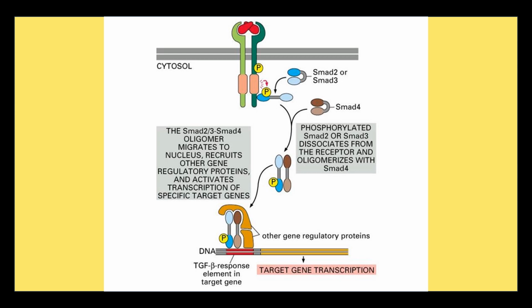Here, SMAD2 or 3 and SMAD4 all migrate to the nucleus and recruit other gene regulatory proteins and activate the transcription of specific target genes. And after that, we can see the targeted gene transcription or gene expression.